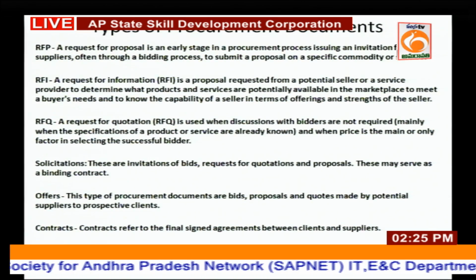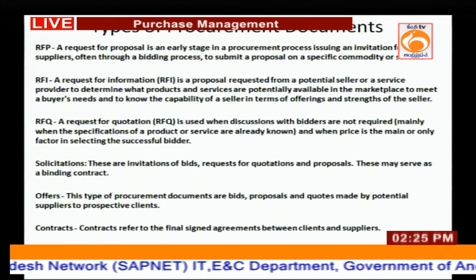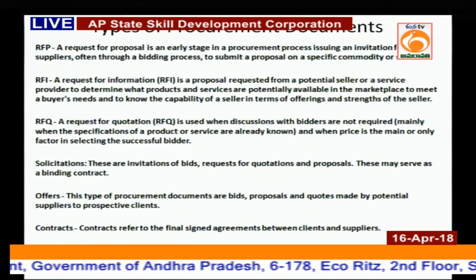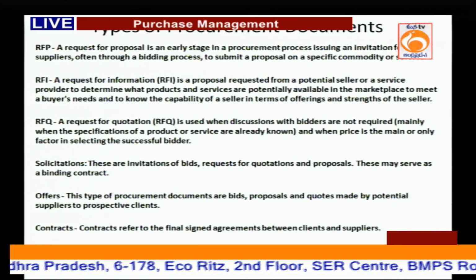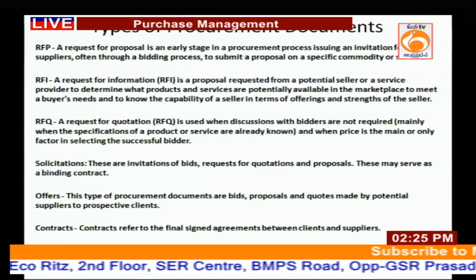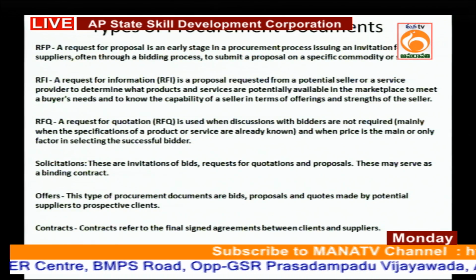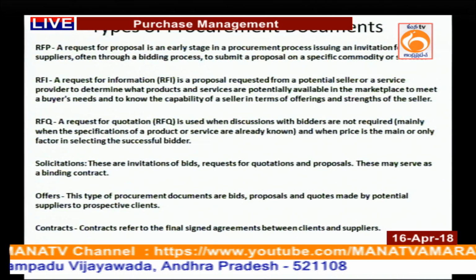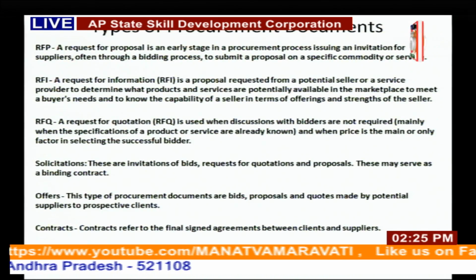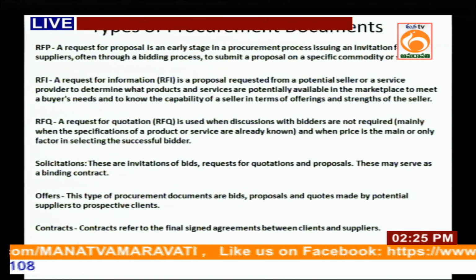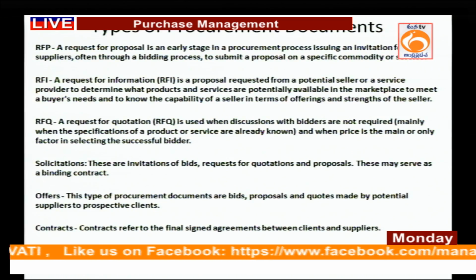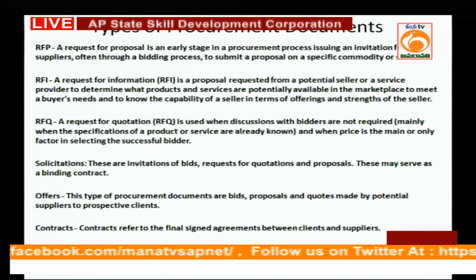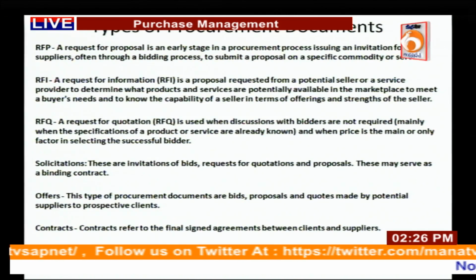So, kind of procurement documents, basically there are many. I have tried to point out only a few. RFP, the request for proposal, request for information, request for quotation, solicitation, invitation for bids, which goes from the buyer to the seller. The first three, request for proposal, information and quotation, the response has to come from the seller. Offers, contracts, amendments, modification, MOUs.